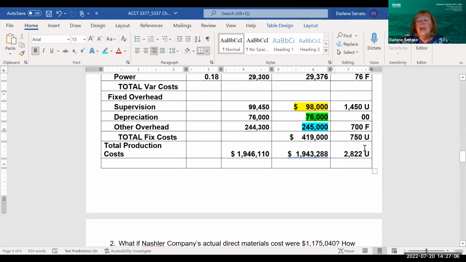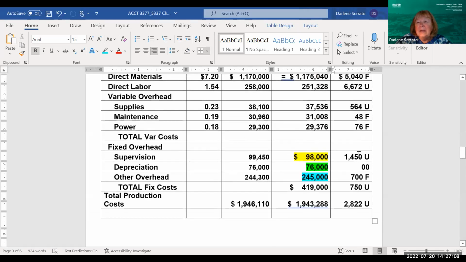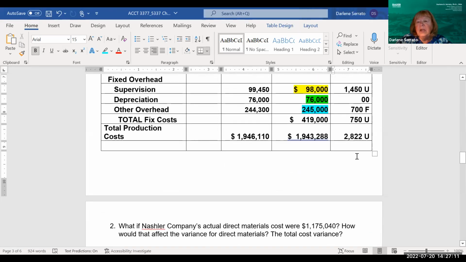So if we added the 5,040 that we're taking away to the 2,822, that would give you a new unfavorable variance of 7,862.